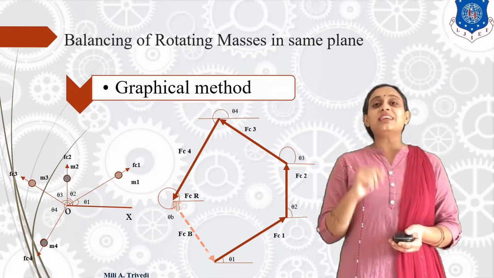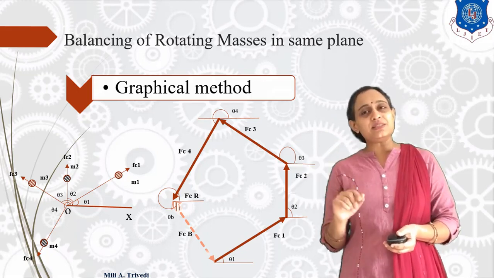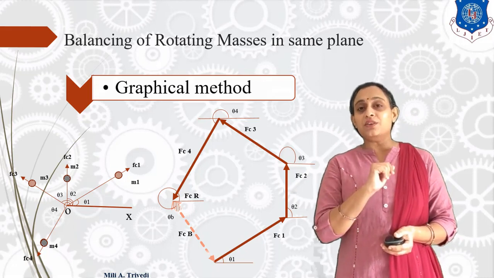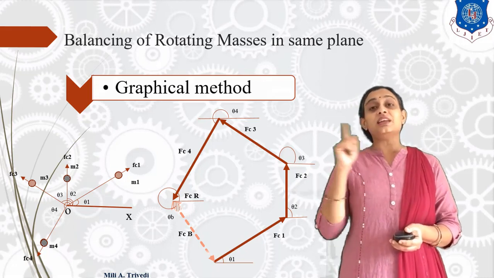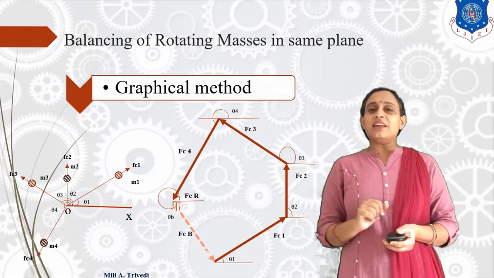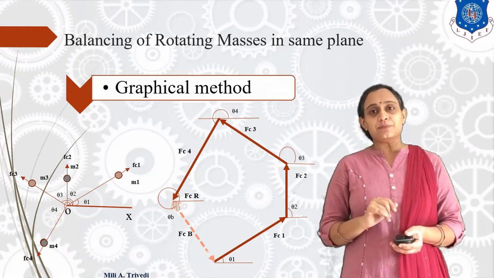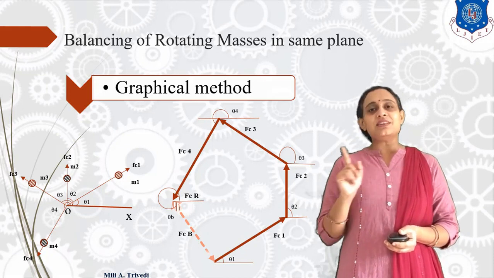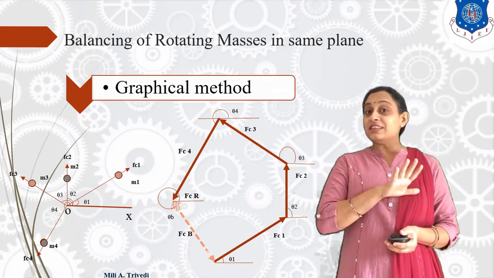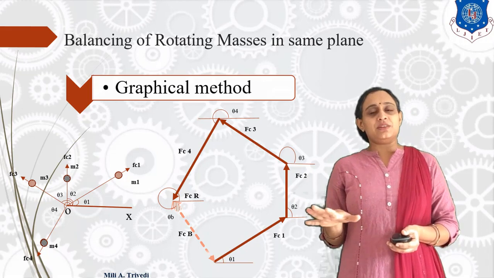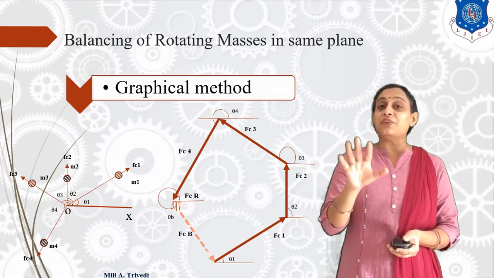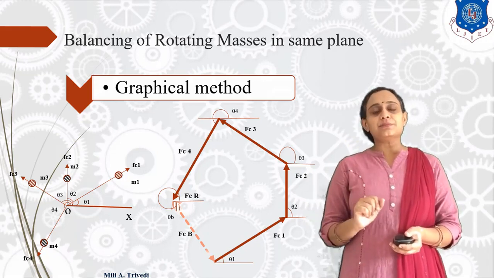Okay. Now what is our scale? 1 centimeter is 1 kg meter. So we need to convert this centimeter into kg meter. Suppose we are getting 5 centimeters, so 5 kg meter is our answer. So 1 centimeter is 1 kg meter, 5 centimeters is equal to 5 kg meter. So we will get this 5 kg meter as our answer.